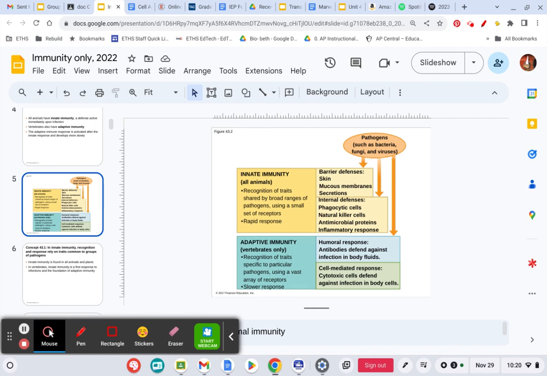And then the adaptive one, we only find that in vertebrates, so animals with backbones. This is the ability of our immune system to recognize a new, specific infection or pathogen that we've never seen before. We can adapt to that infection and form a response that will be tailored towards just that particular infection.